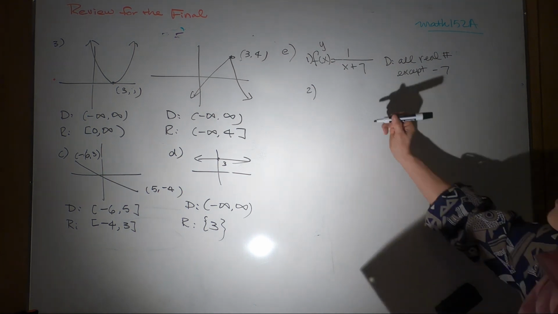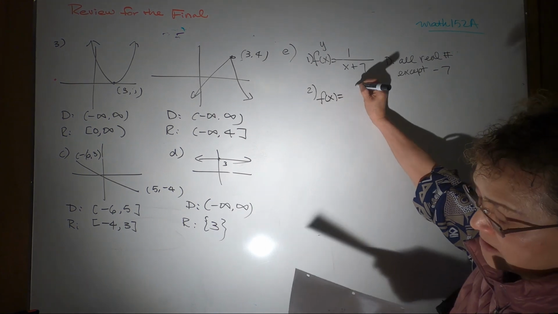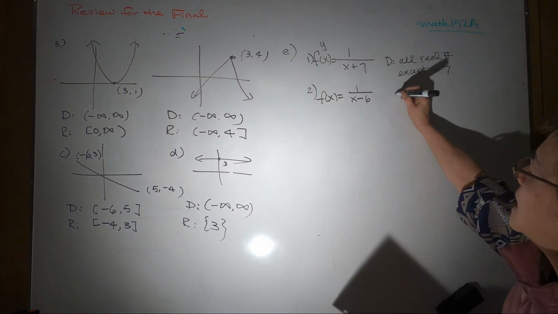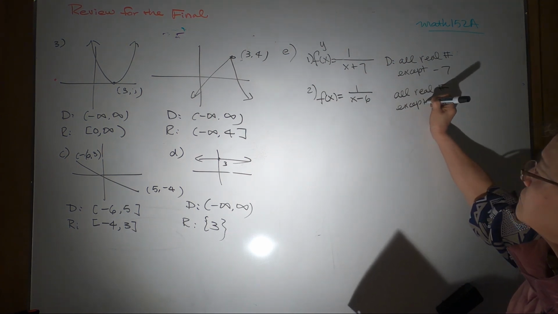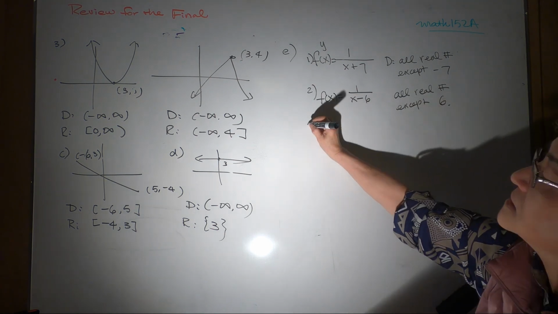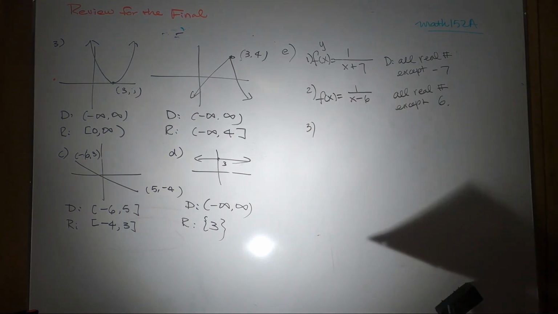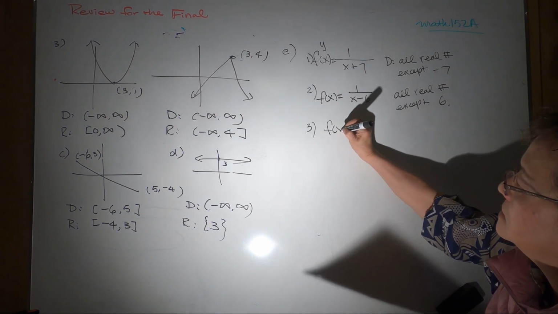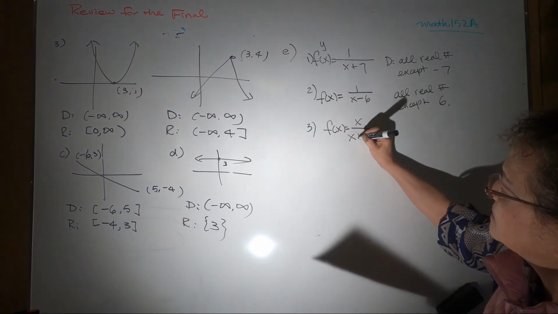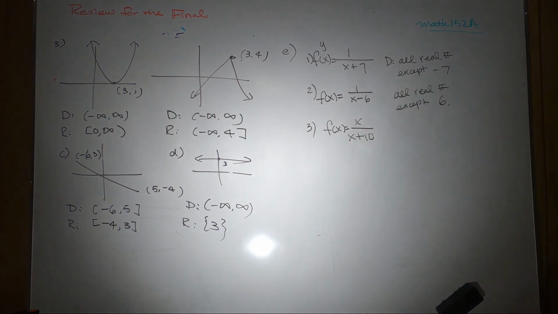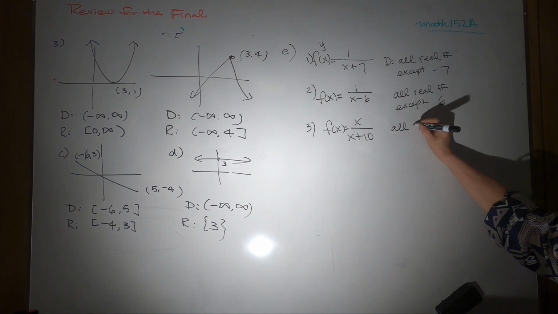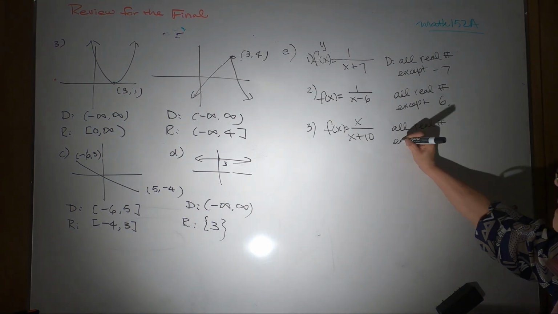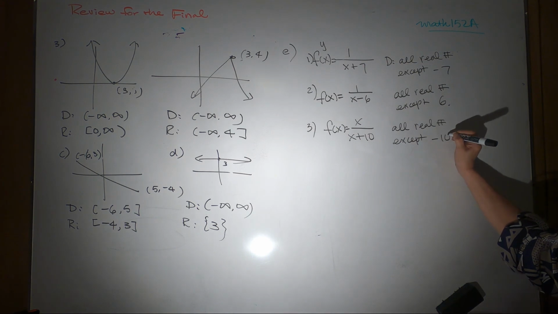Then you can decide. So for the next one, if f of x is 1 over x minus 6, what does that mean? X can be all real numbers except which one? 6, right? Because it makes the denominator 0. And f of x equals x over x plus 10. For the numerator x, we don't have to worry about it because you can plug in anything. But the denominator has a restriction. So it will be all real numbers except which one? Negative 10, right?